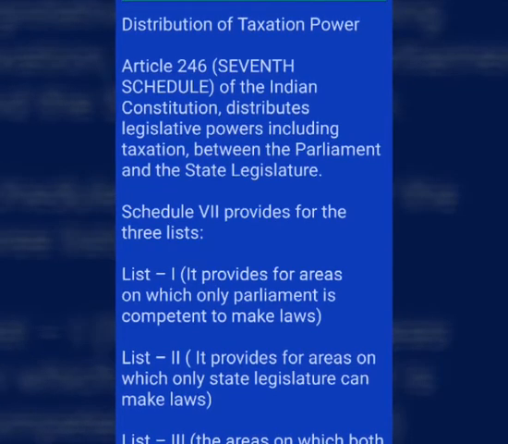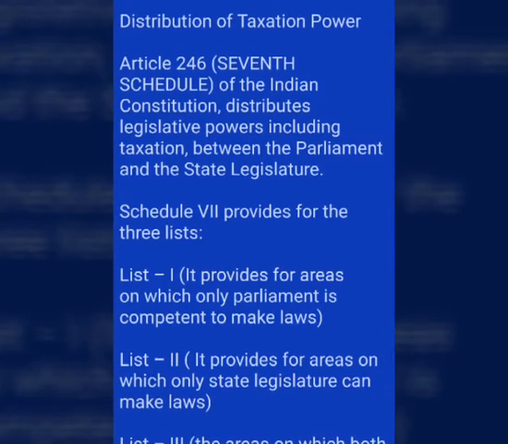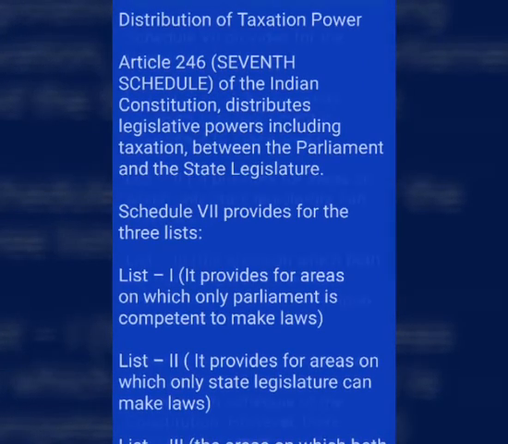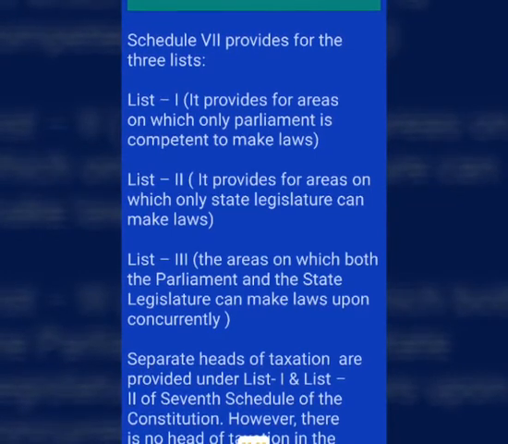Separate heads of taxation are provided under List 1 and List 2 of the 7th Schedule of the Constitution. However, there is no head of taxation in the concurrent list. It means that the Union and the states have no concurrent power of taxation.